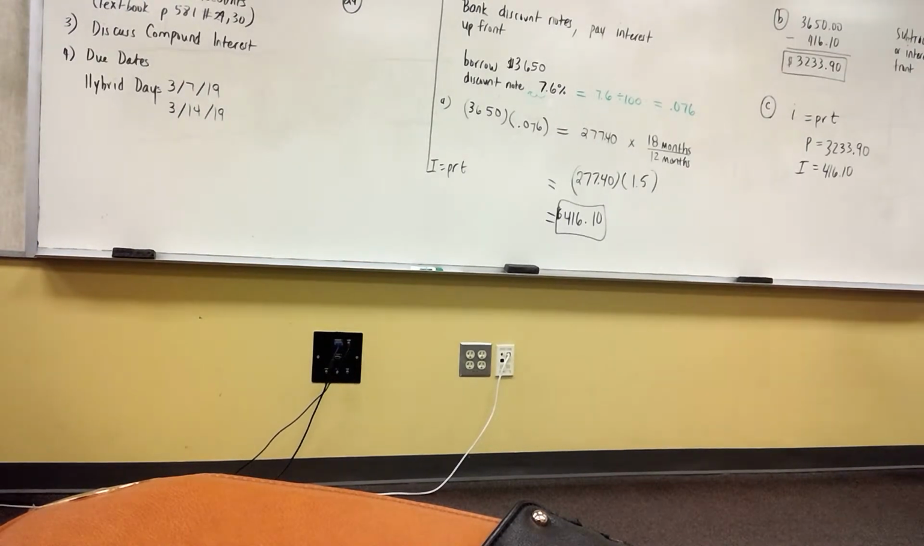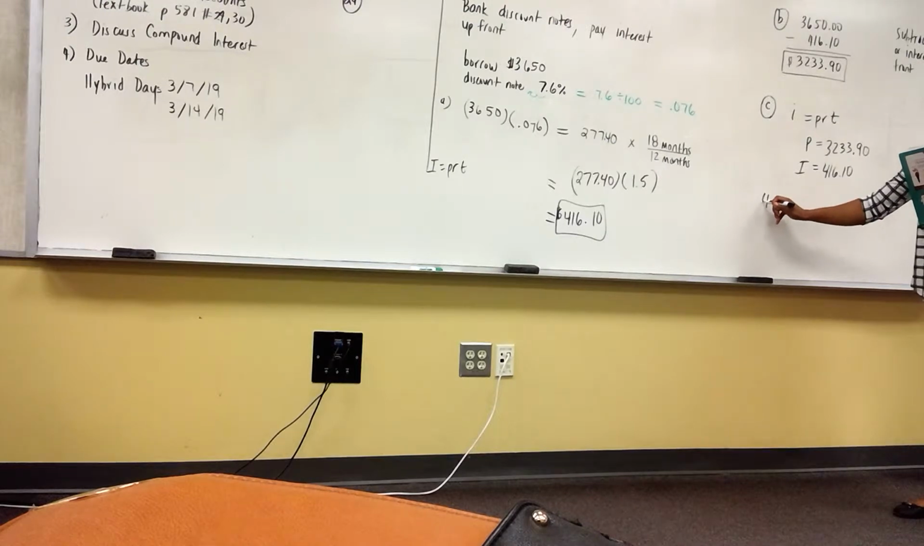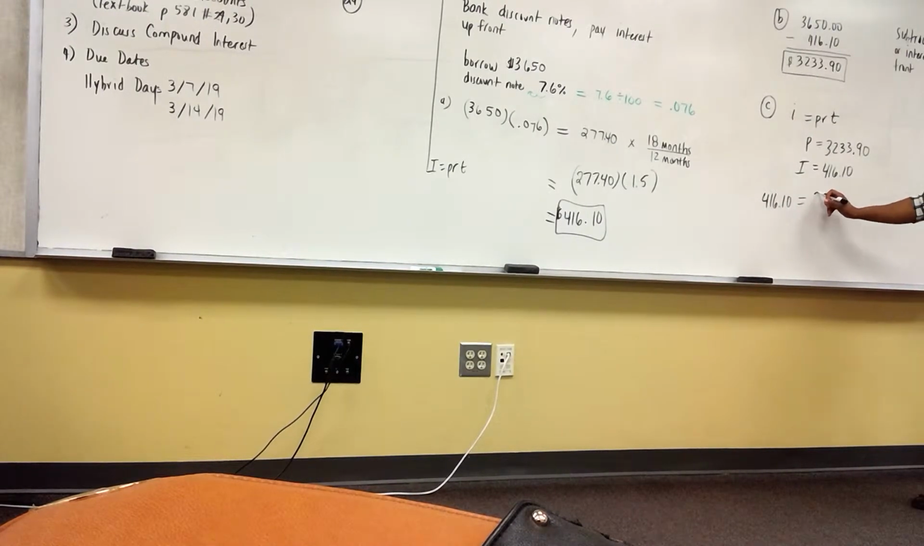All right? So we have $416.10 equals $3,233.90 times a rate we don't know. And the time still doesn't change. All right? So you don't have to do the conversion anymore. We already know that 18 months is 1.5 years. So we'll just put a 1.5 here. Any questions so far?